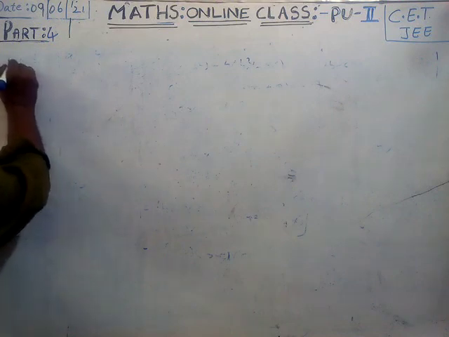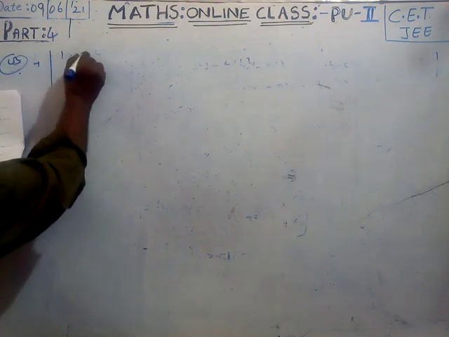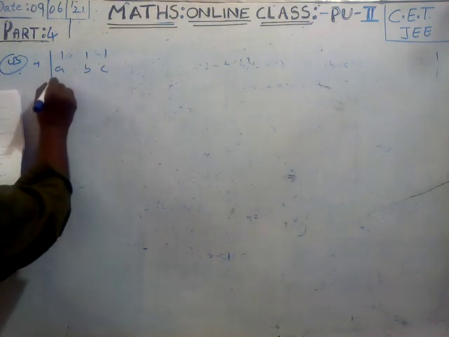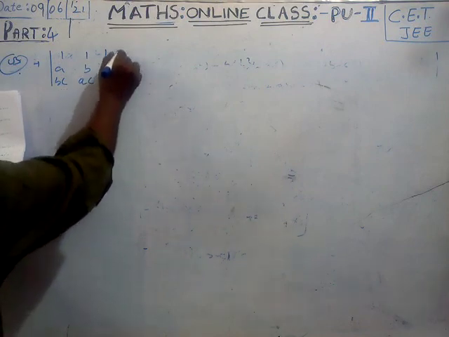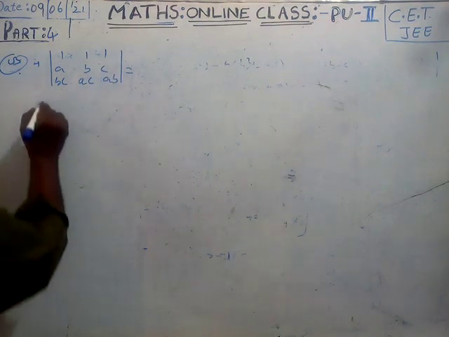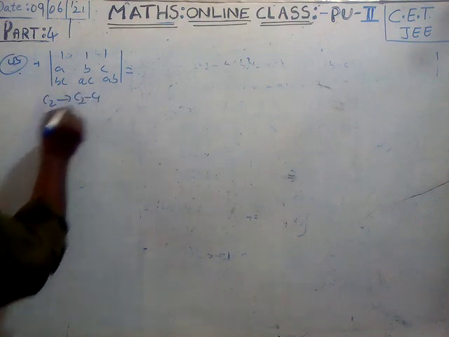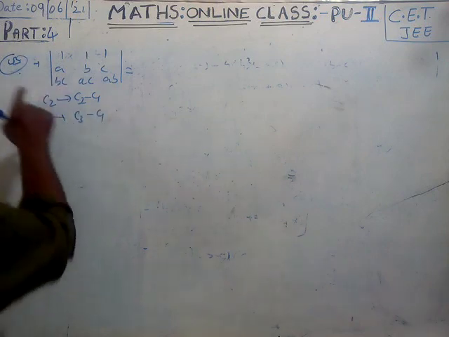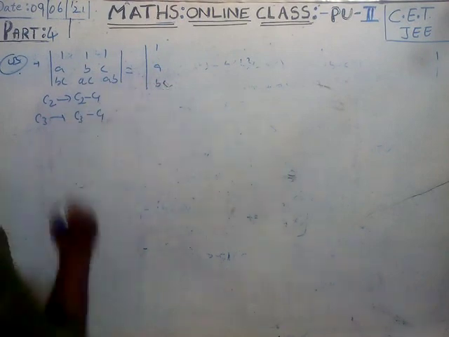Next is 43. 1, 1, 1; A, B, C; BC, AC, AB. Here also same: C2 will become C2 minus C1, and C3 will become C3 minus C1. We are using C1, so C1 is unaltered.